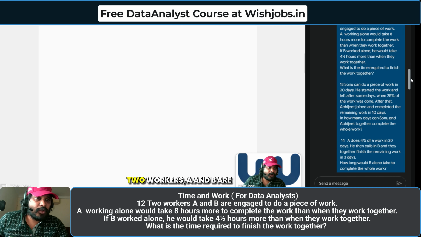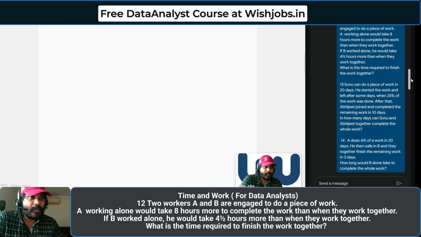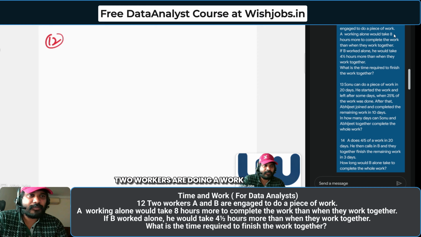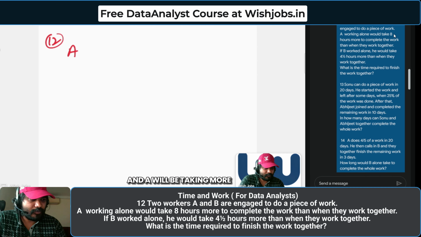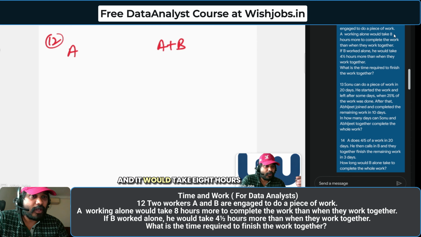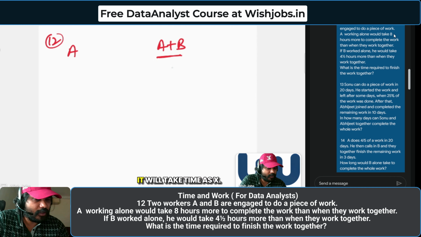So the next question, two workers A and B are engaged to do a piece of work. A alone working would take 8 hours more to complete the work than when they work together. If B worked alone, he would take 4.5 hours more than when they work together. What is the time required to finish the work together? Whenever this kind of question comes, A will be taking more time than A and B together, 8 hours more. Suppose A and B working together take time X. A is saying it will take X plus 8.